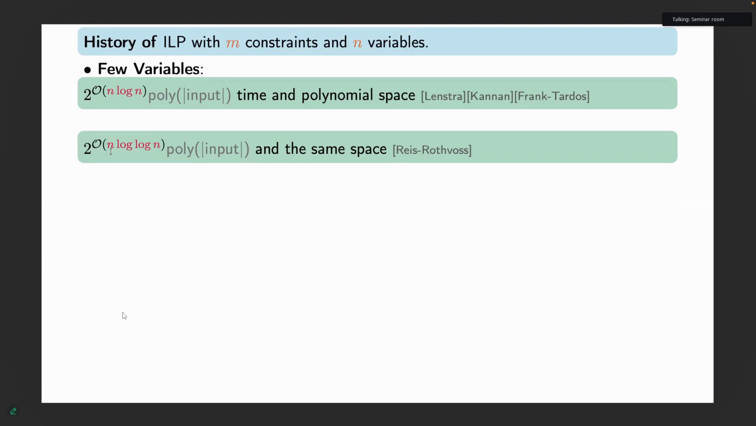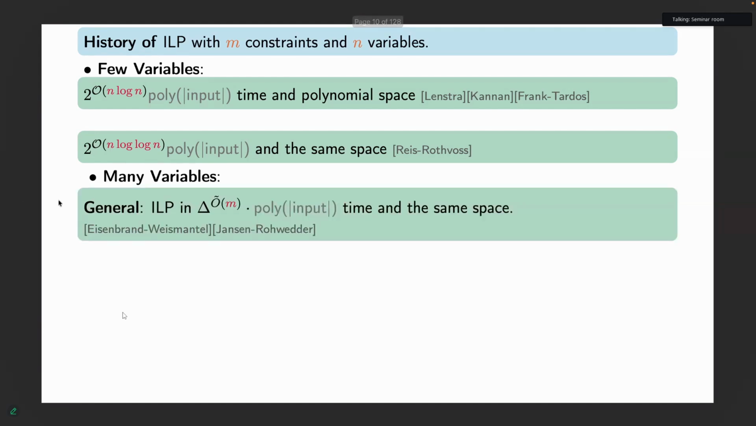The big open question in this area is whether you can get a single exponential running time, 2 to the order of n. That would be ETH tight. In general ILPs, as I told you, you can solve it in delta to the order of m when you have a good bound on delta and m.